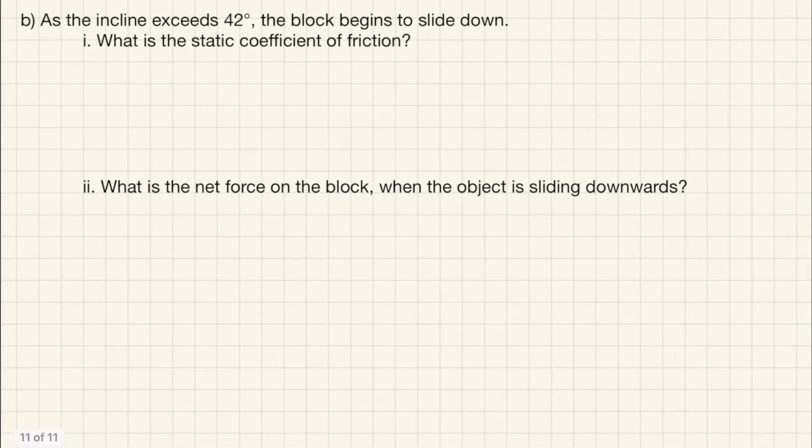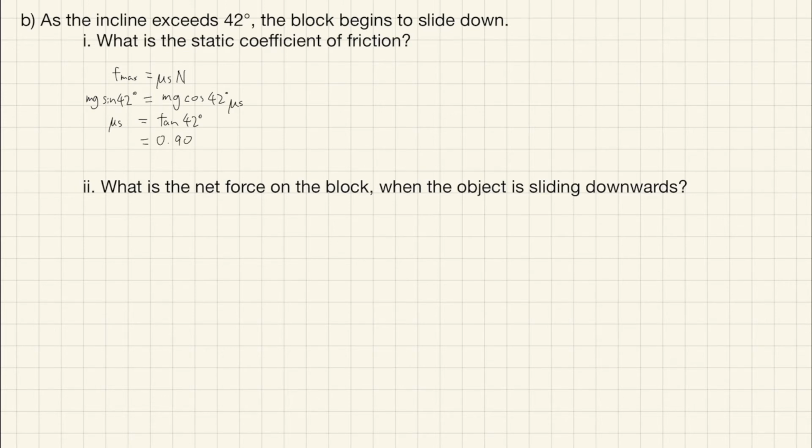Part B gives us the angle at which the block starts moving. With that angle, we can now find the static coefficient of friction, using the equation Fmax is equal to the coefficient of static friction times the normal reaction force, which is also in the formula booklet. Fmax is the maximum force friction can apply before the block starts moving. We can find this using our frictional force equation from part A, but replace the angle with 42 degrees. As a result, the static coefficient of friction is 0.9.